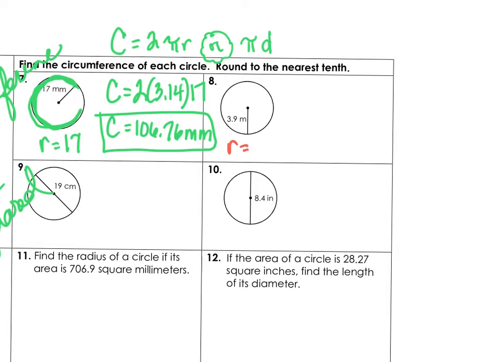Radius equals 3.9. So circumference equals 2 times 3.14 times 3.9. So I got circumference equals 24.492. So that would be 24.5 when you round it correctly, and it's meters.